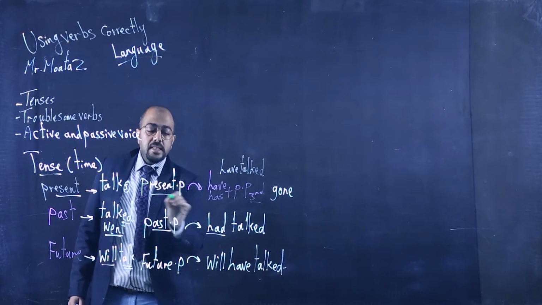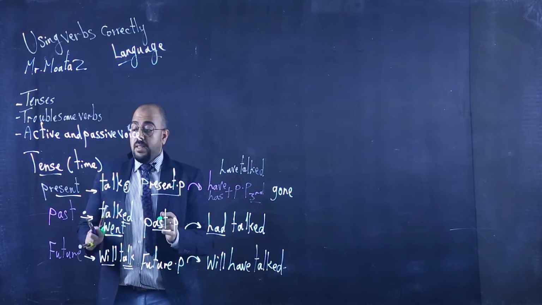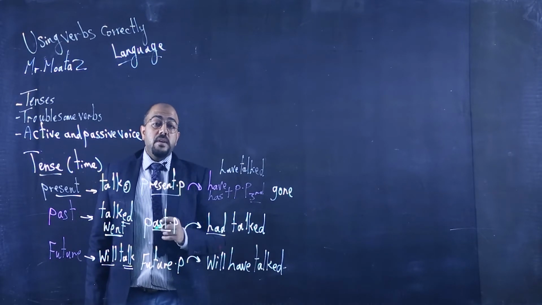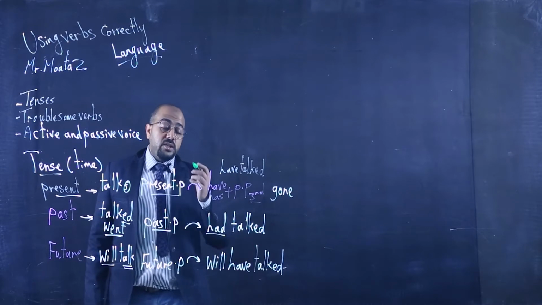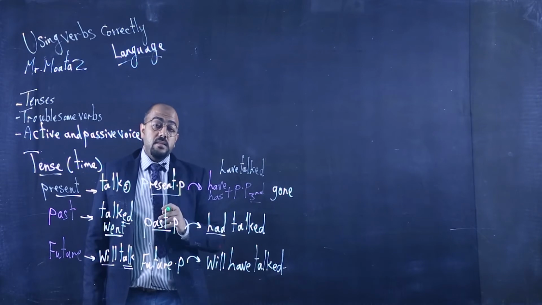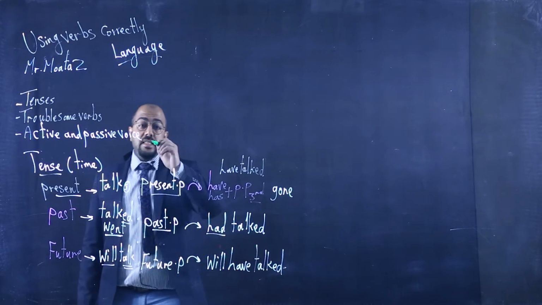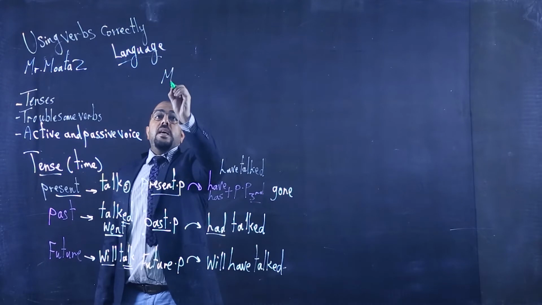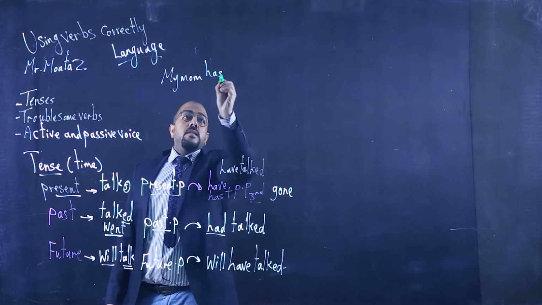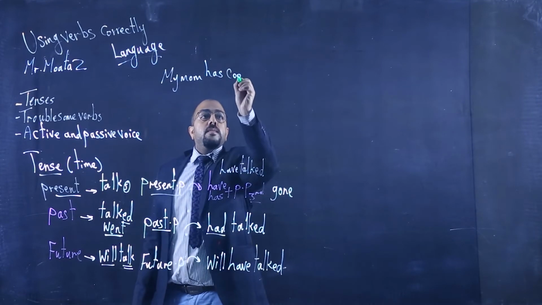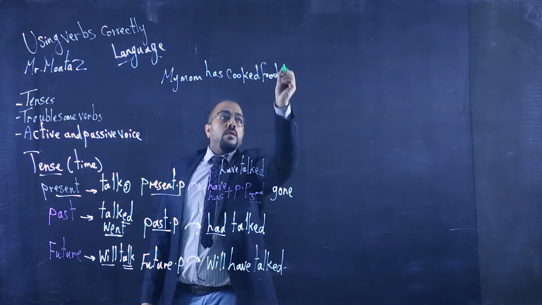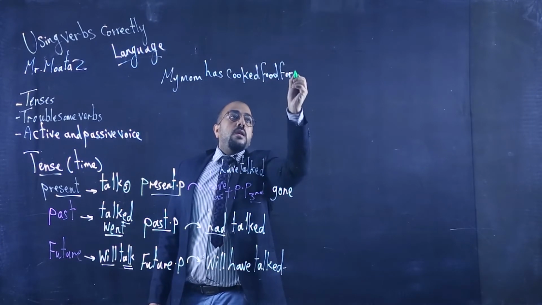So you may ask now how can I differentiate between the present and the present perfect in meaning. The present perfect shows an action that happened in the past, but it still has an effect in the present. For example, we may have this sentence: my mom has cooked food for lunch.